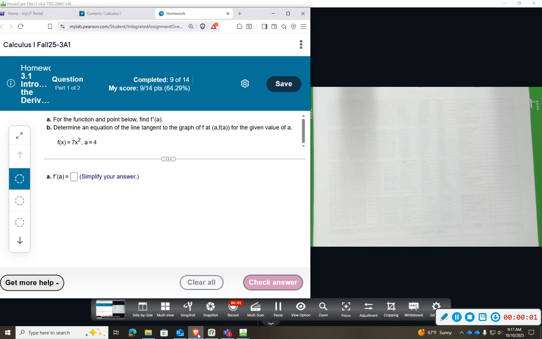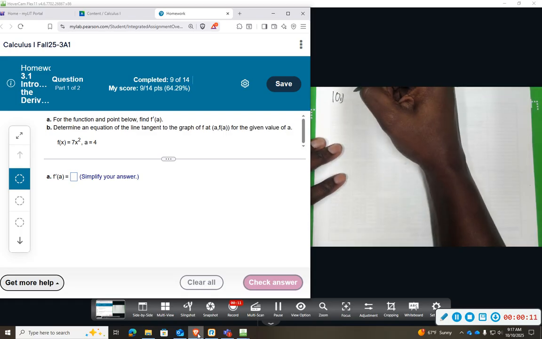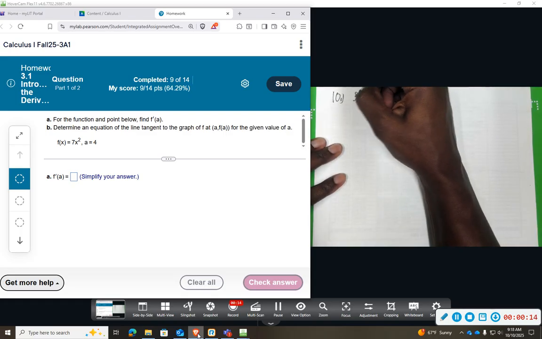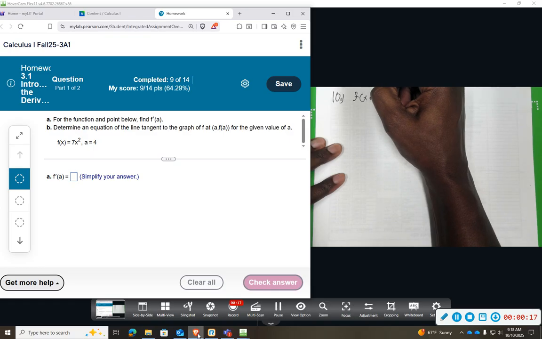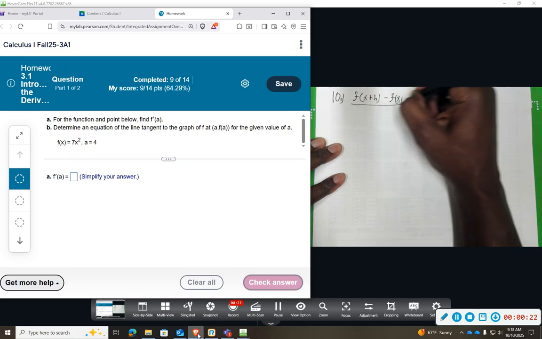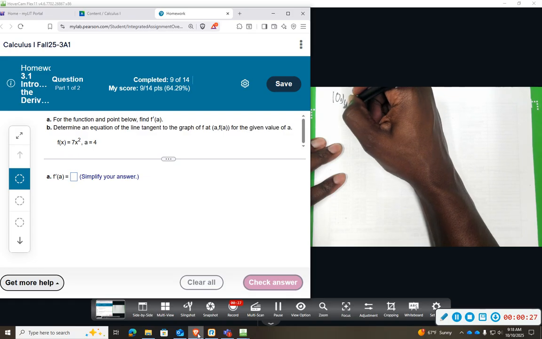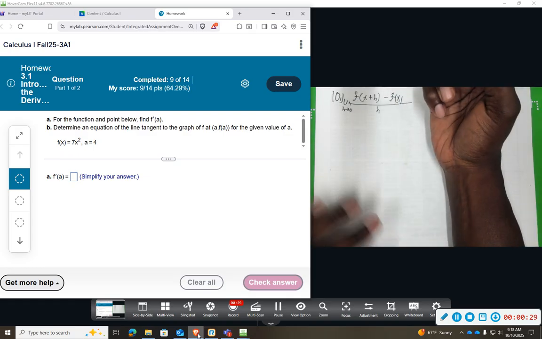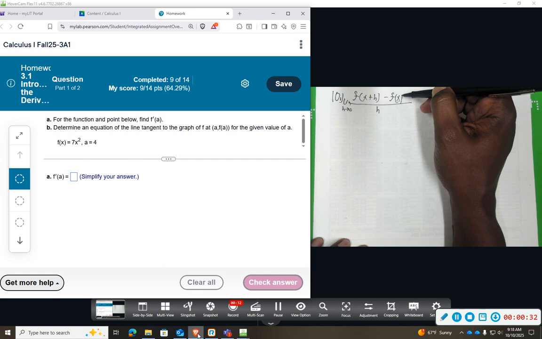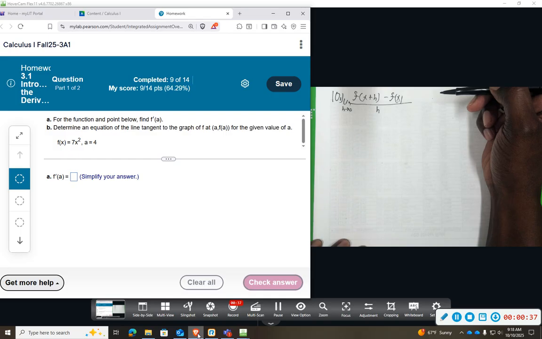All right, number 10, we want to use a function, find f prime of a, and then determine the equation of the tangent line. So this time, I'm just going to use the definition: f of x plus h minus f of x over h, and then of course I need my limit as h goes to 0. This definition helps us not have to plug in the a value a couple times and then it'll all cancel out anyway. So this will save us a little bit of work.